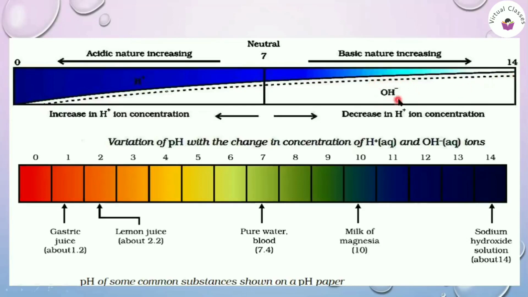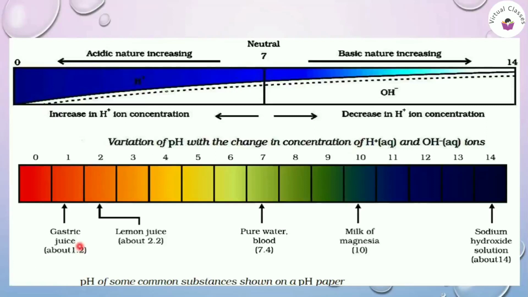As we lower the pH number, the hydrogen ion concentration increases, and as we increase the pH number, the hydroxide ion concentration increases. As we go down in pH value, there is an increase in hydrogen ion concentration, and as we go up in pH value, there is a decrease in hydrogen ion concentration, whereas the opposite is the case with the hydroxide ion.